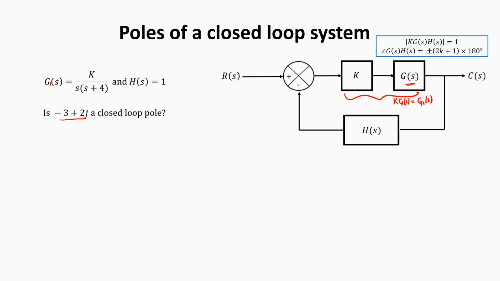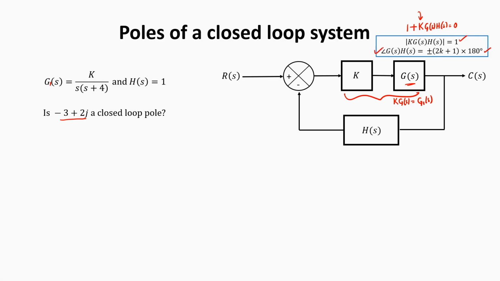See, if minus 3 plus 2j has to be a closed loop pole, it has to satisfy both these criteria, right? We have seen that. Satisfying both these criteria is equivalent to saying that this equation is satisfied at the point minus 3 plus 2j. That means you can find a value of k such that this equation is satisfied. Okay, so let us check whether this is satisfied or not.